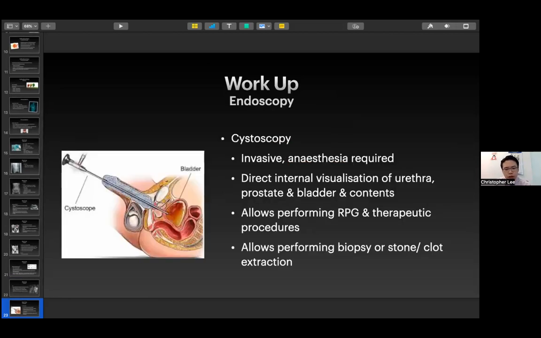Okay, so that's for imaging. We move on to a more invasive investigation. This is very familiar to us.